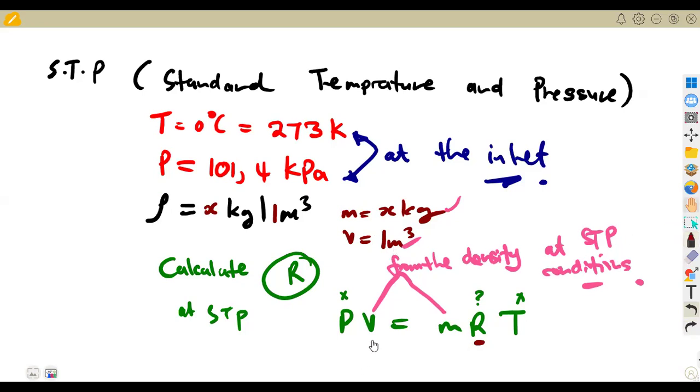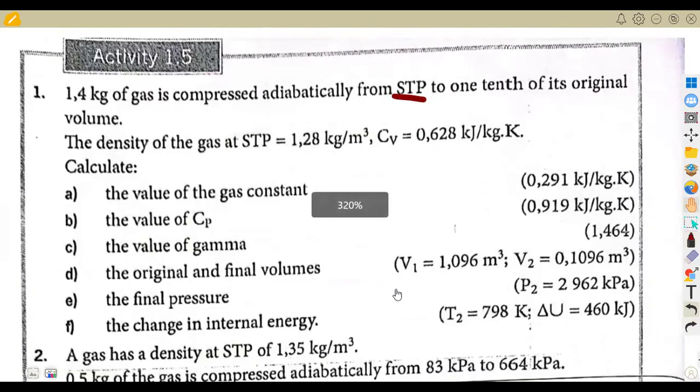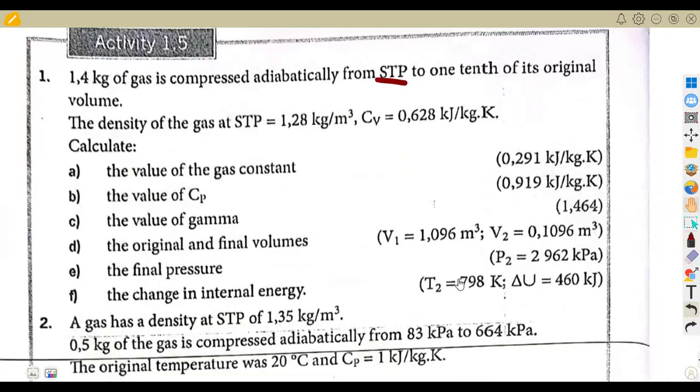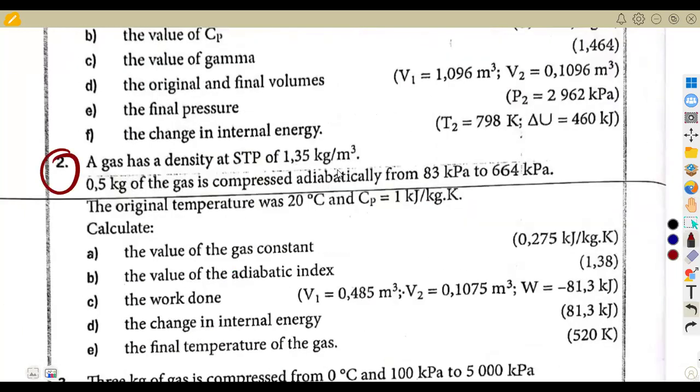I am not going to waste much time; the rest remains as it is. Sometimes they will give you the conditions, so I want you to try other questions. If you try question 2, we are given a density at STP, and then the gas is compressed from a certain pressure. Take note, that pressure is different from the one at STP, so you use the one you are given. But for calculating the gas constant, you use the density part that I explained.